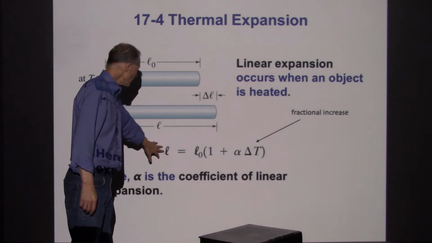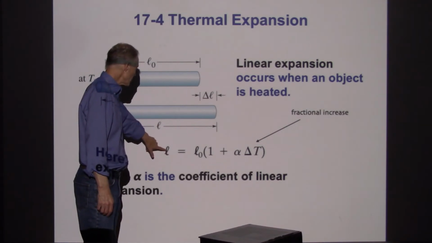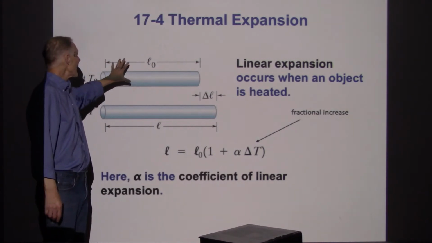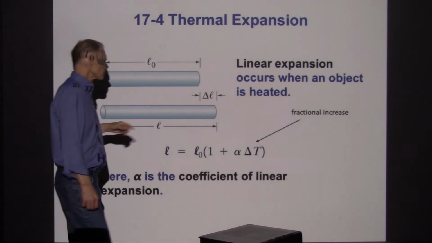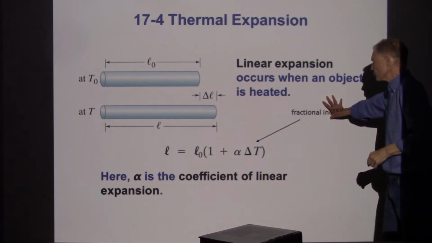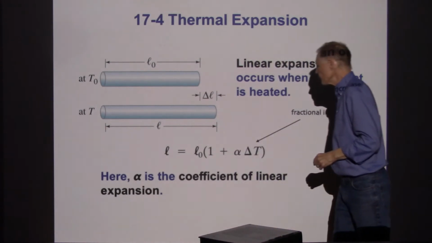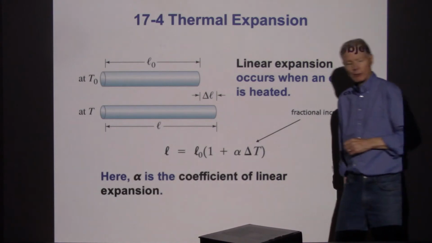The formula that we represent that with says that at the higher temperature, the length will be equal to the length that we had back at some reference temperature, and usually the reference temperature is 20 Celsius. And then this extra piece represents the fractional increase. The fractional increase in terms of the length depends on the material. So different materials have different fractional increases.